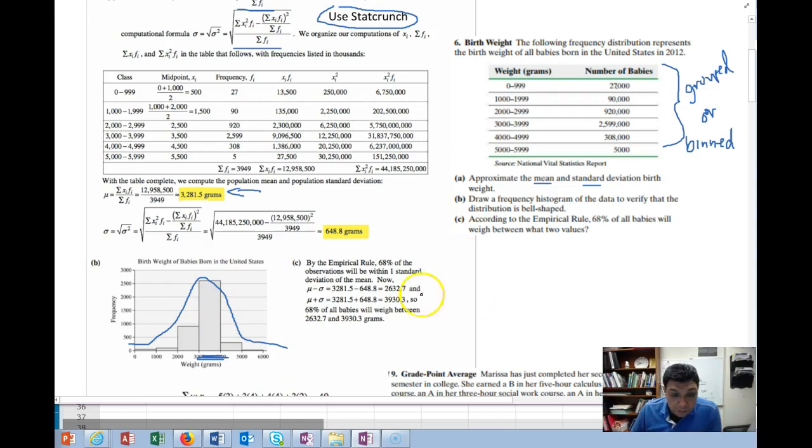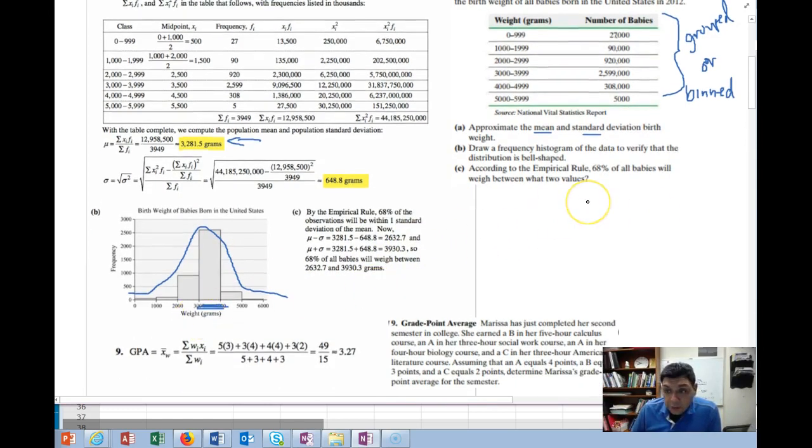Again, because the graph is symmetric, bell-shaped, or normally distributed, we can then apply the empirical rule, the 68, 95, 99% rule. According to the empirical rule, 68% of the babies will be between what weights? Remember, 68% of all values fall within one standard deviation of the mean. Using the values from the book, this is what you would get.